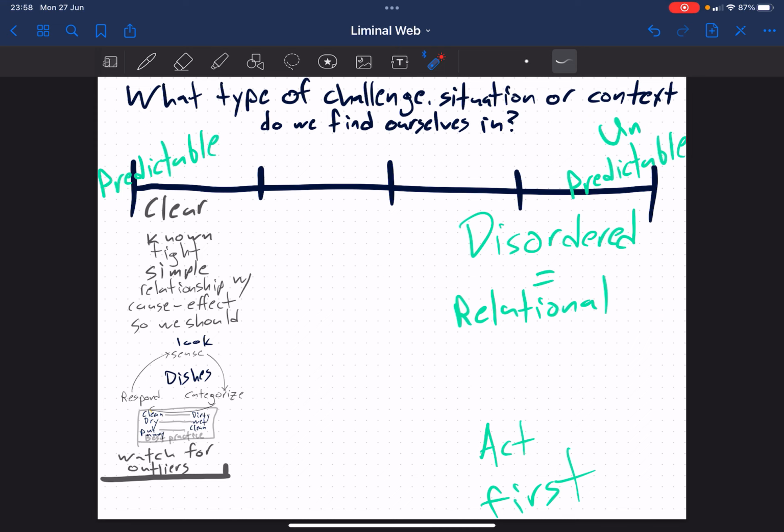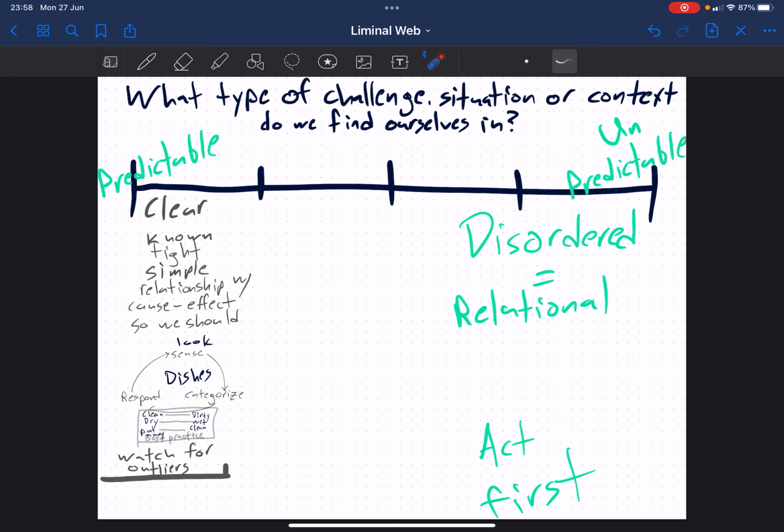If we split these two halves into further halves, we come up with 4 general quadrants, situations, contexts. The first of which is a clear situation. And in the clear situation, we have known, tight, simple relationship with cause and effect. We understand how things relate and how things fit together, and so that leads us to a pattern of addressing challenges in this context that is based off this recipe of sense, categorization, and response.